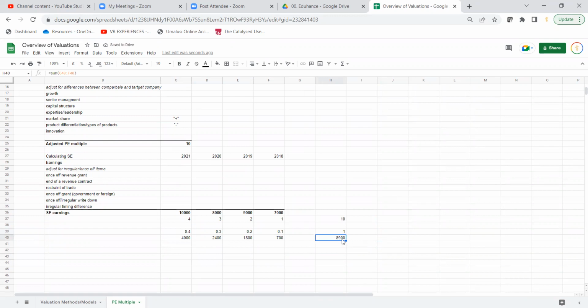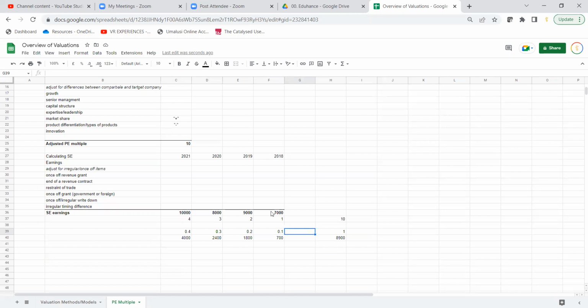So when do you use this method? When the pattern is irregular. Here you can see it's 7,000, then it went up to 9,000, then it went down to 8,000, then it went up to 10,000. So as you can see, it's an irregular pattern. There's no consistent pattern. So then you use a weighting. The latest year gets the highest weighting.